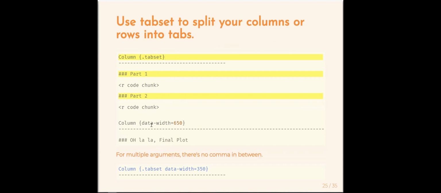Now that you have tabs, you can still specify the size of the column. But if you want to do tabs and the column, an important thing to remember: anytime you have multiple arguments within those brackets, you want to make sure that there is a space between them, but no comma. If you have a comma, you'll find it doesn't work.